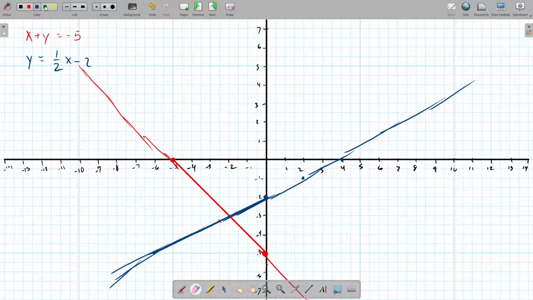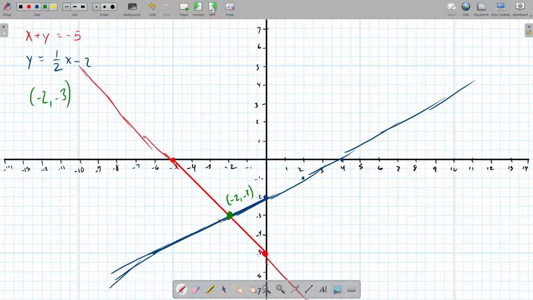There we go, that's quite a bit more precise. As we can see, rather than the intersection being in the middle of a bunch of points, it is now nice and precise right on this point right here, which is the point -2, -3. So that really showcases how precise you need to be with your lines to get an accurate answer. So -2, -3 would be our solution.